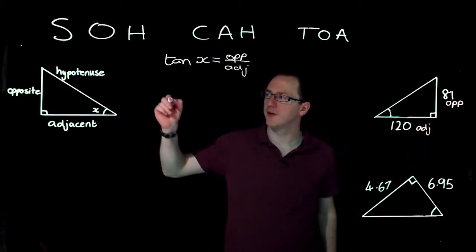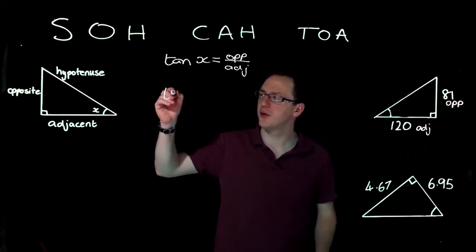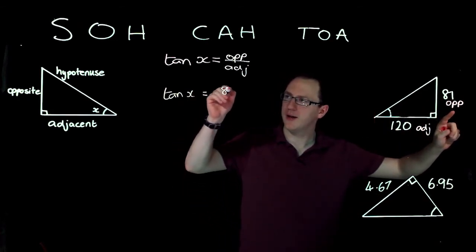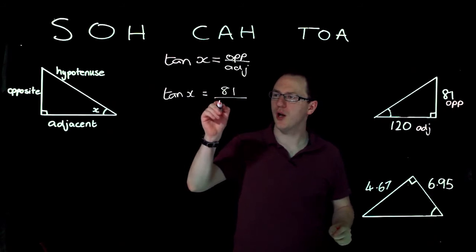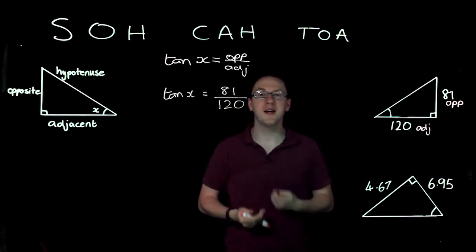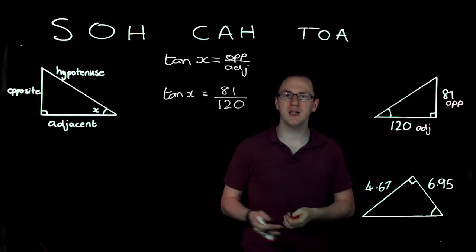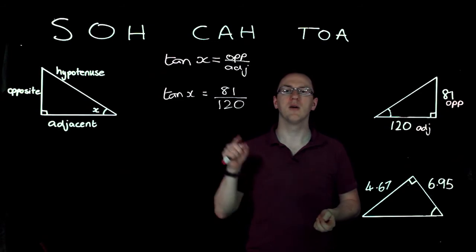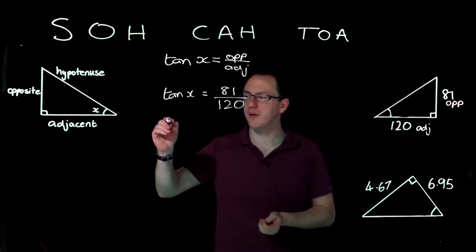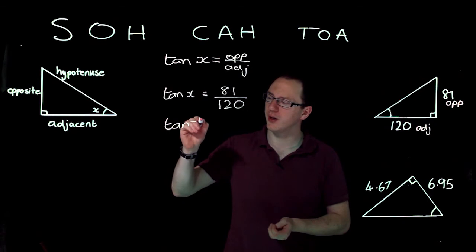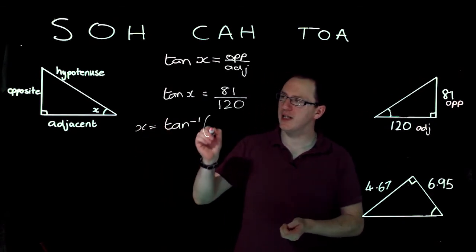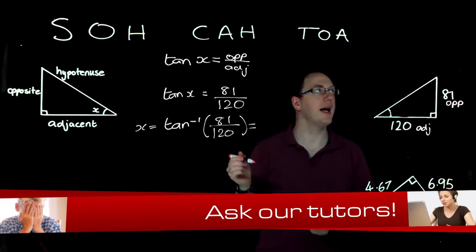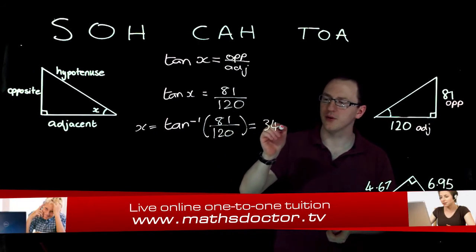So over here, I'm going to put in what I know. Tan x, I don't know x yet, so I'll leave x in, equals opposite, 81, divided by adjacent, 120. I'm trying to find out an angle, which tells me I want to use inverse tan or arc tan. And on your calculator, to be able to do that, we'll do shift tan or second function tan, which we'll be able to see tan to the minus 1. So x equals tan to the minus 1 of 81 divided by 120, and that's going to be 34.0 degrees.